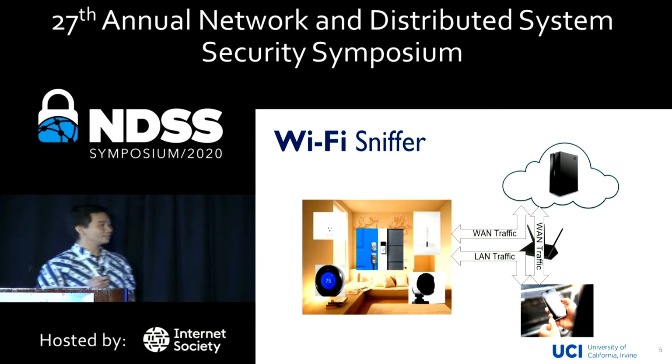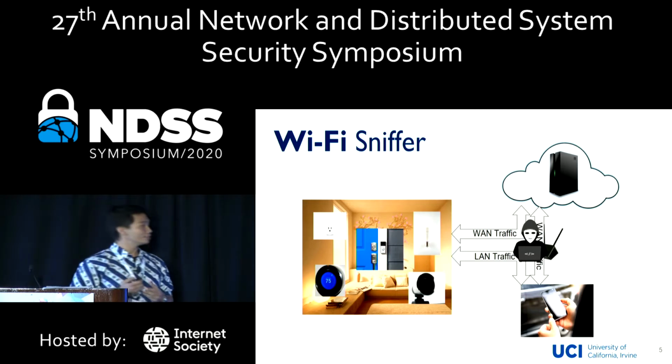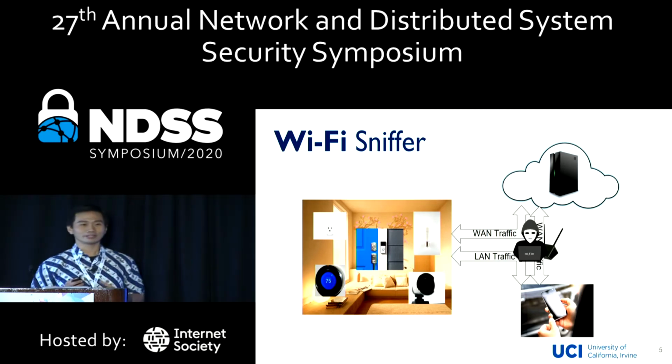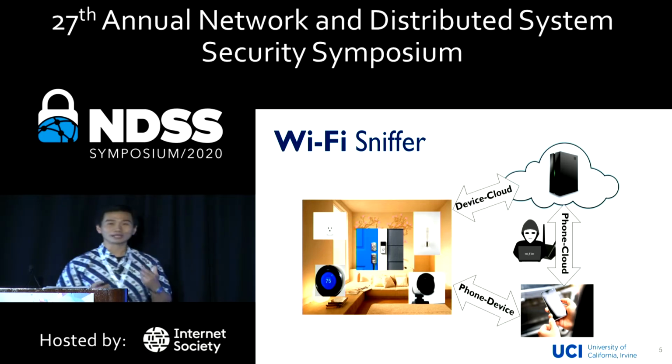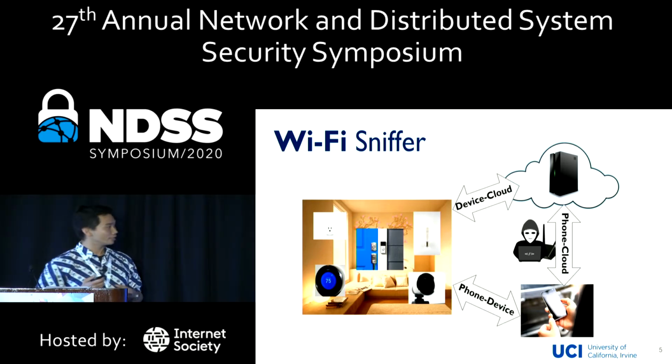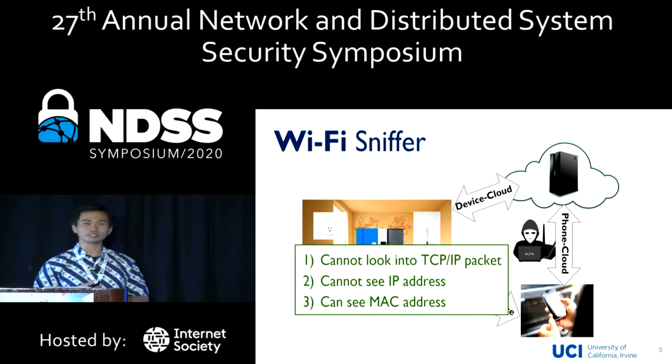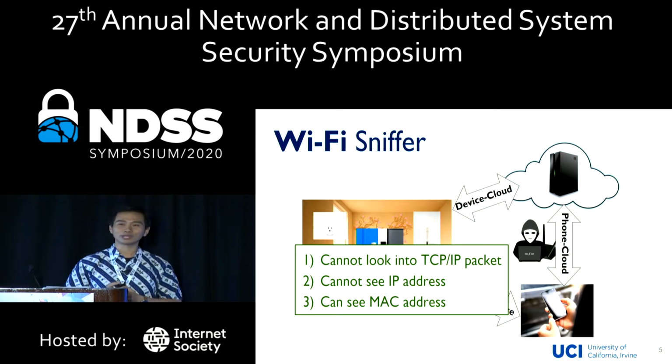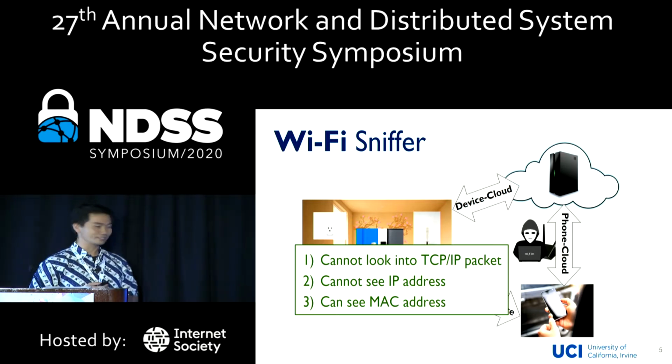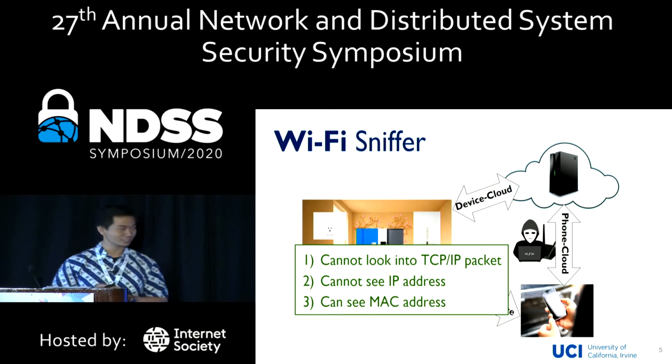The second one, a Wi-Fi sniffer. A Wi-Fi sniffer sits in close proximity to the home router. They can turn on the monitor mode on their laptop, and they can see the radio packets going in the 3 communications. This adversary cannot look into the TCP/IP packet because it's encrypted. They cannot see the IP addresses of the endpoints, but they can see the MAC address of the device.